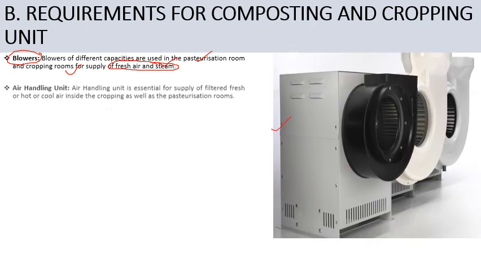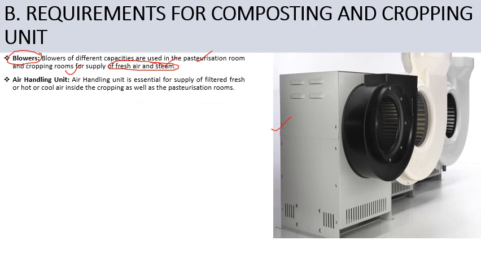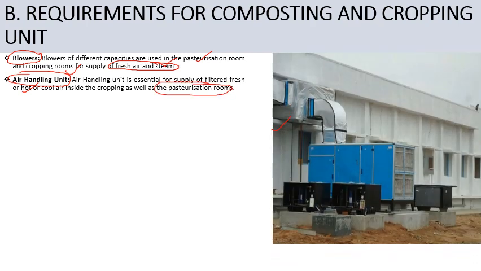Then next is air handling unit. So this device is essential for supply of filtered fresh, hot or cool air inside the cropping as well as the pasteurization room. So ये जो device है, that is the air handling unit. It is used to provide fresh, hot or cool air inside the cropping as well as pasteurization room.